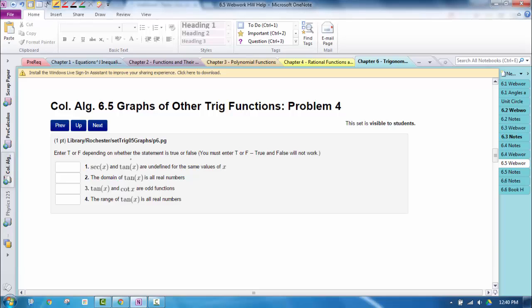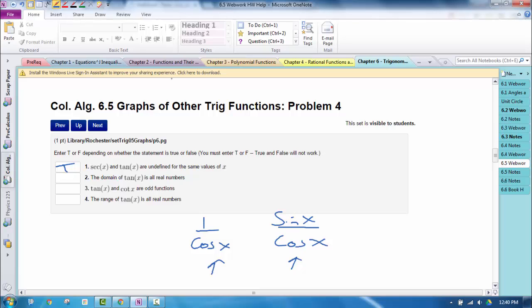Okay, the next problem wants us to determine if this is true or false. Secant and tangent are undefined for the same values. What I'm going to do is rewrite secant as 1 over cosine, and I'm going to rewrite tangent as sine over cosine. So what you find is that they both have cosine on the bottom, so they're both undefined whenever the cosine is equal to 0. So therefore, I would enter true for that.